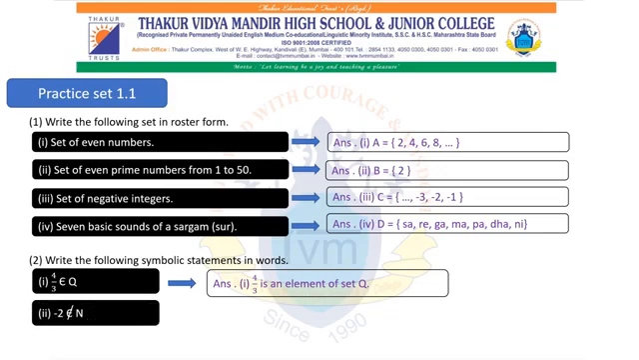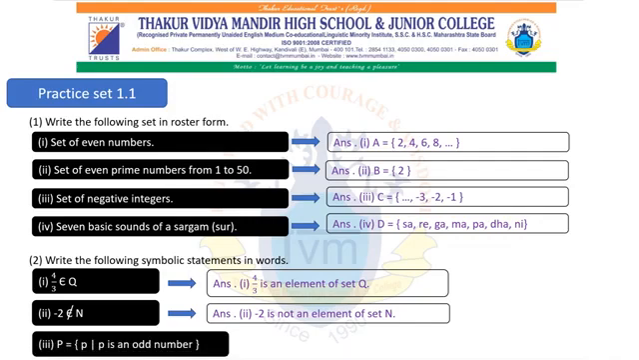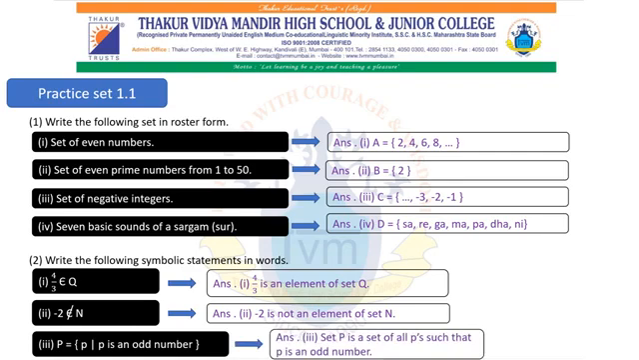-2 element, they had kept a stroke on that element, N. It can be written as -2 is not an element of set N. Third one, P equals, in a curly bracket P, vertical line P is an odd number, which can be written in a statement form as P is a set of all P's such that P is an odd number.